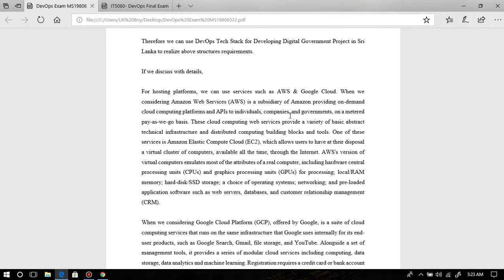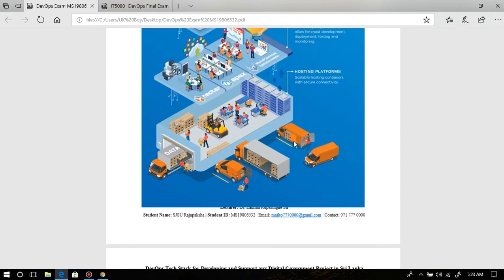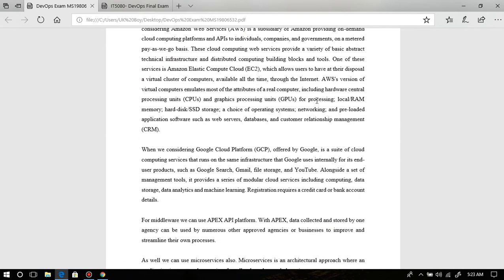It means for the requirement, if we want to increase the capacity of our server, we can do it only for our requirement. No need to pay for wasting resources. I think you have a good idea about them in cloud computing. Next one is middleware.